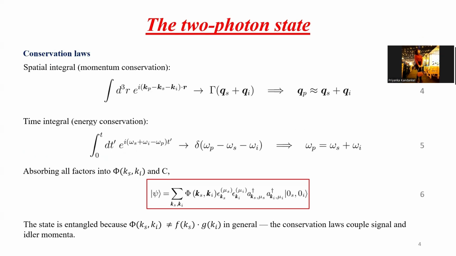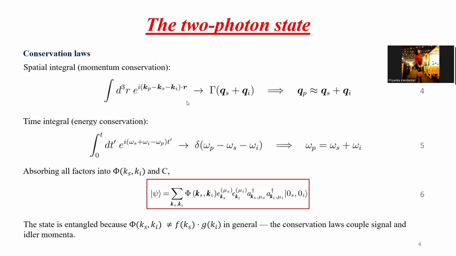So the perturbation expansion contains two integrals that we need to evaluate. First is the spatial integral over the crystal volume, and it produces a gamma function, that is gamma of Qs plus Qi, which is the Fourier transform of the pump beam transverse profile. Second is the time integral, and this equation 5 gives the delta function, and it enforces the energy conservation.